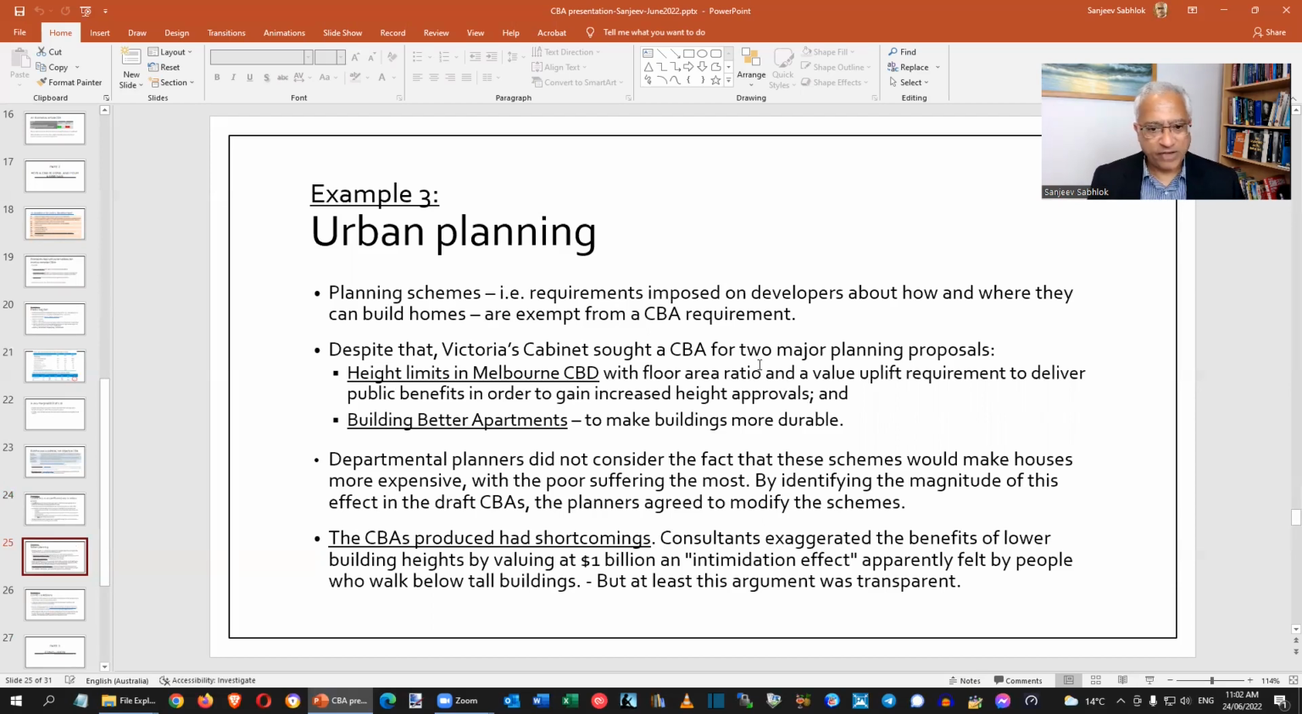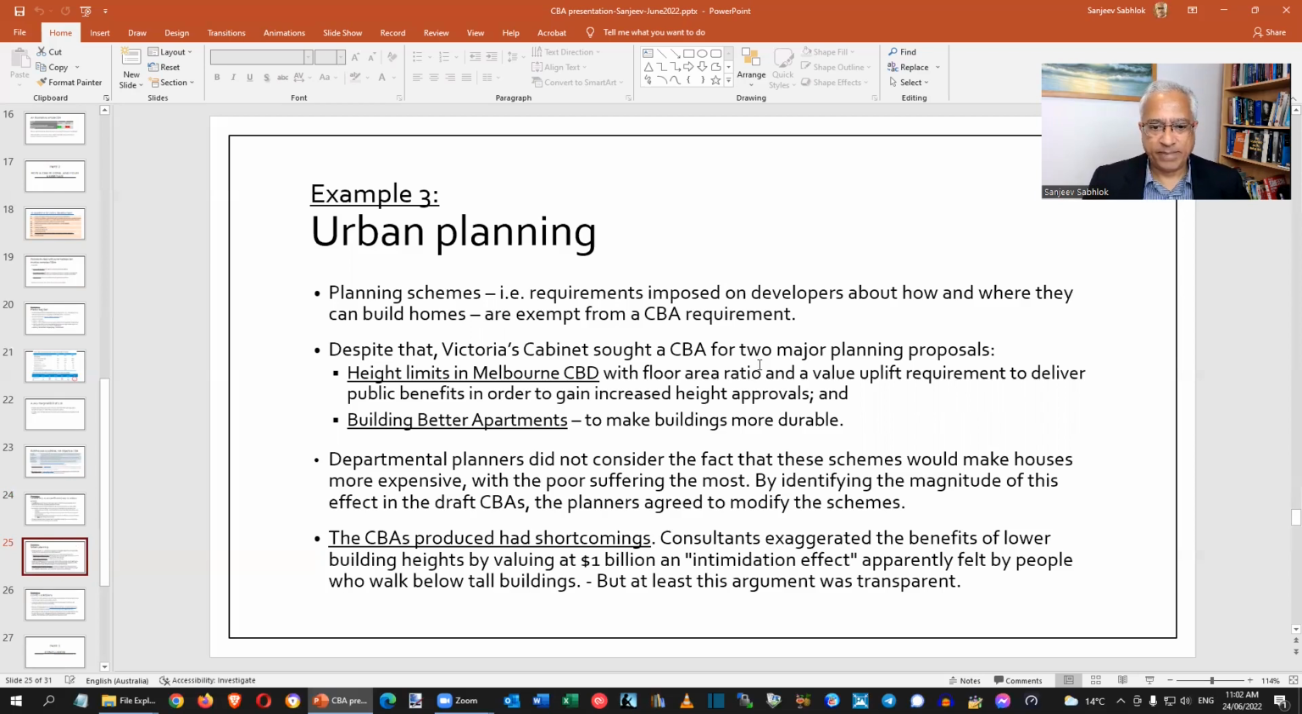Nevertheless, due to efforts, and I will take credit for that personally because I was involved in getting this through, due to efforts in the Treasury, where I was very actively involved, we got the cabinet to agree to conduct cost-benefit analysis for two of the major planning proposals in the last few years.